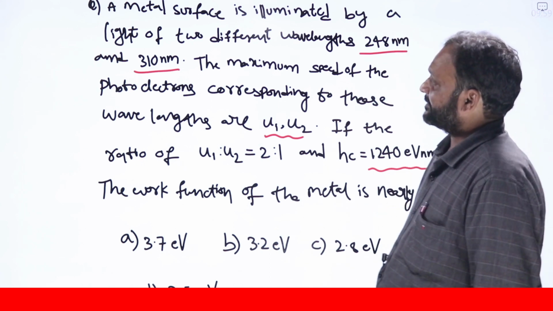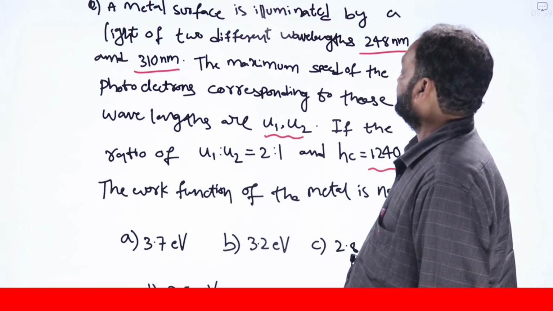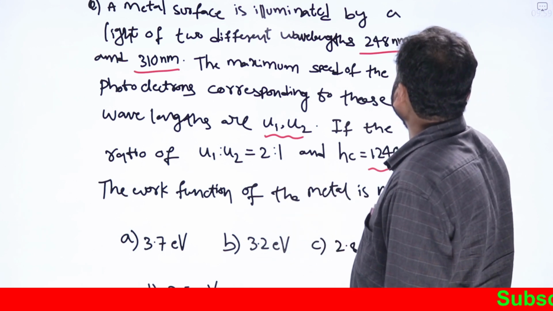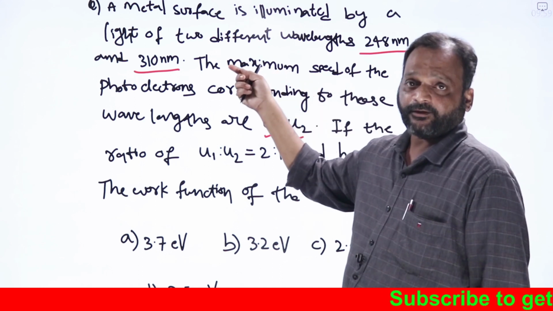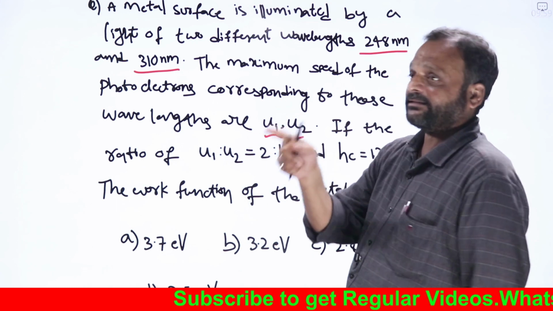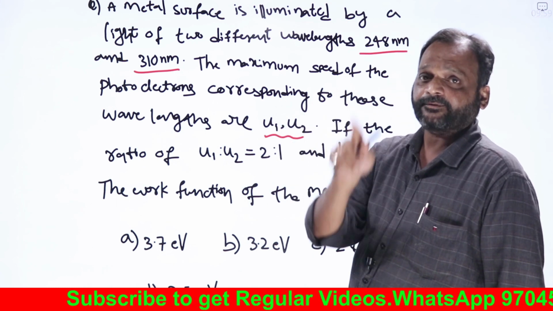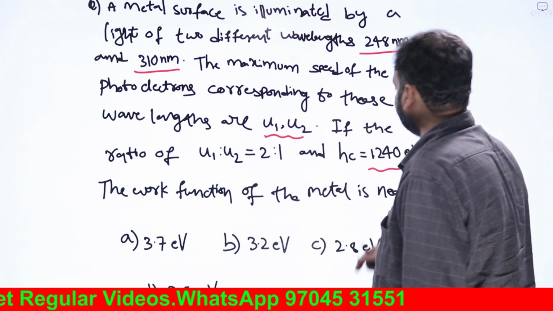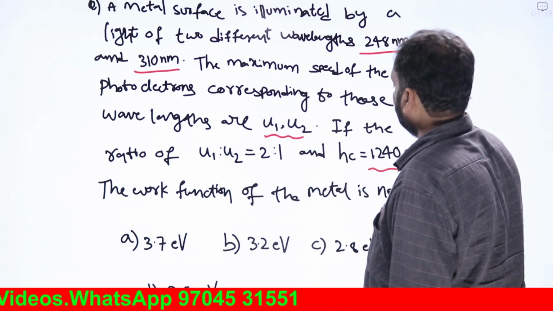Another straightforward question here. The work function of the metal, as before: 1240 by lambda, with lambda in nanometers, will directly give us the energy. Energy is related to eV, that is, the stopping potential. He's asking for the work function of the metal here. Now how do we proceed?